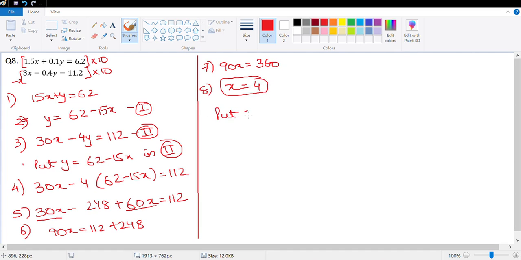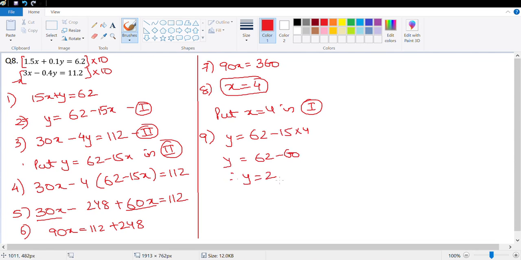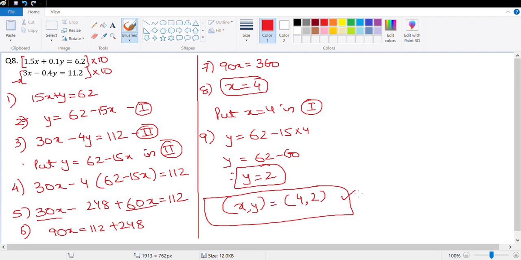Put x is equal to 4, let's say in equation number 1. What we get is y is equal to 62 minus 15 into 4, that's 62 minus 60, which means y is equal to 2. So let's represent the solution in the solution set form. (x, y) is equal to (4, 2). That's our final answer. Good, let's look at the next question.